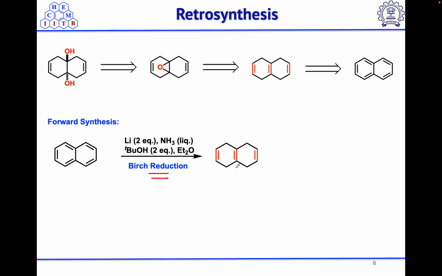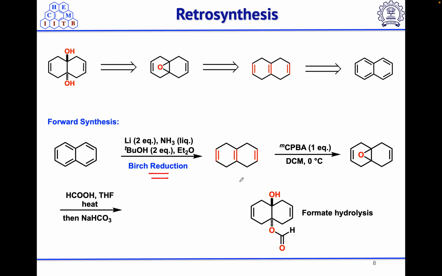So if we treat with one equivalent of mCPBA, meta-chloroperbenzoic acid, which is one of the epoxidizing agents, we will get this epoxide, right? Now the next step is we have to open the ring of this epoxide so that we can get this trans 1,2 diol, right? So if we treat with formic acid under acid catalyzed epoxide ring opening conditions, we can get this formate intermediate.